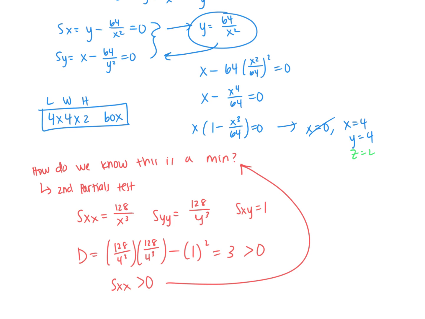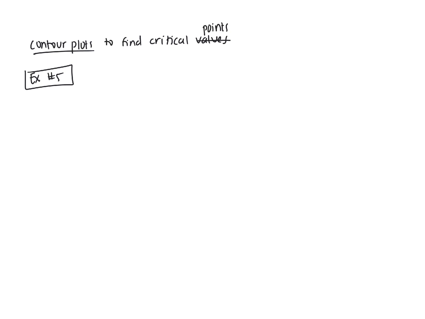The last thing is very quick. You all just did 95% of what we needed to talk about. The last part is just a little bit. Okay. Last thing we need to talk about is using contour plots to find critical values. Or not critical values, critical points. So consider this example.